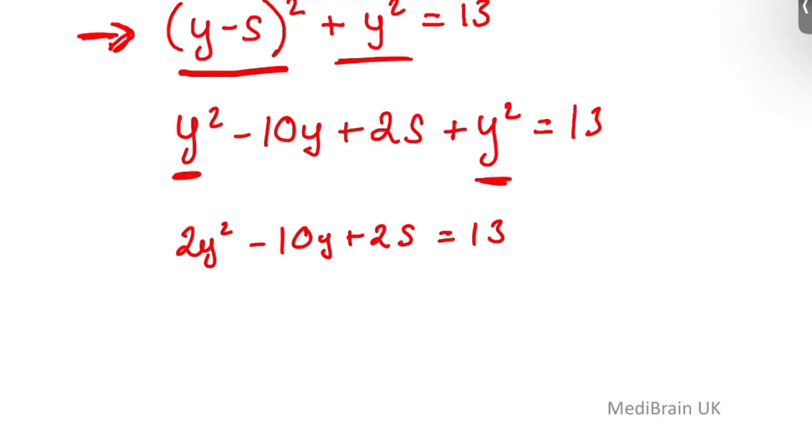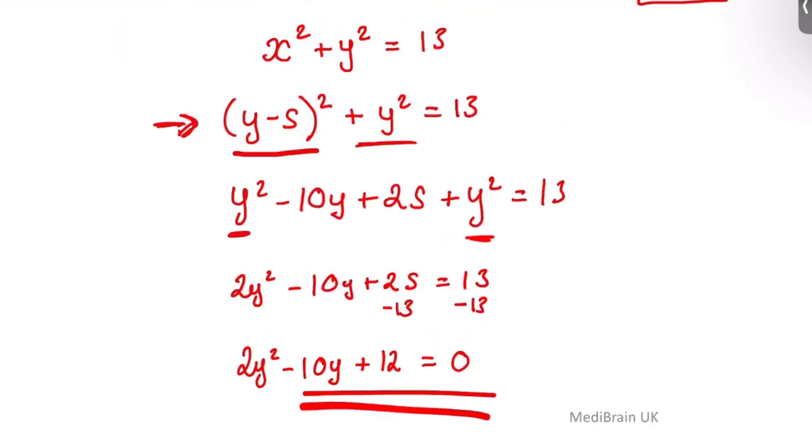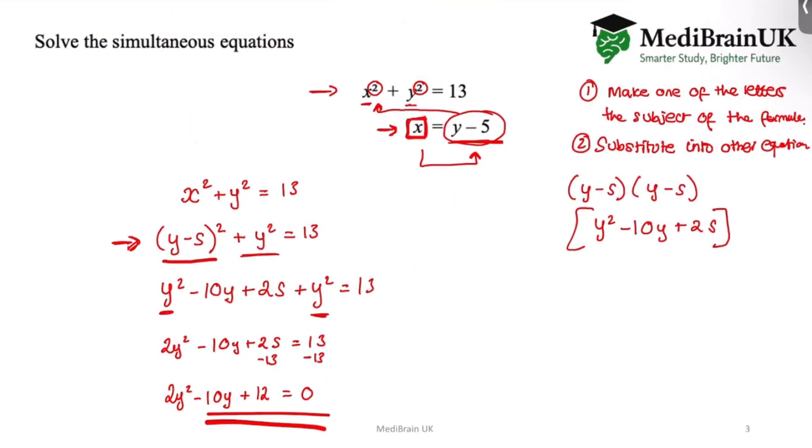And now we'll move everything onto one side, so that we've got nothing else on the other side. So we're going to subtract 13 from both sides. We get 2y squared minus 10y, and then 25 subtract 13 gives you 12, so plus 12, and that's equal to 0. So we have 2y squared minus 10y plus 12 equals 0. Now that's a quadratic. We can factorize that out.